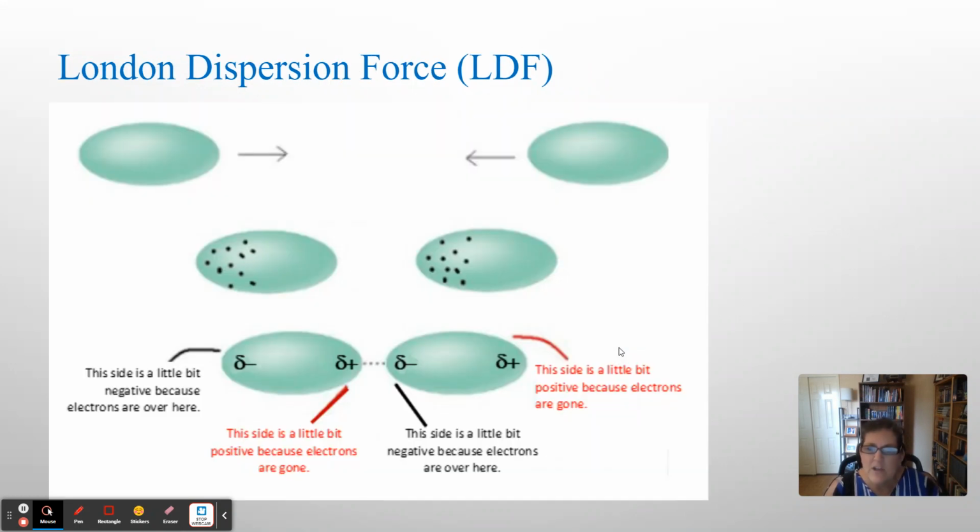Here's kind of a picture showing you what I mean. Here's the London dispersion force. We have two non-polar molecules, and they're coming towards each other in the gas state. Now, for a moment, the electrons, those are the black dots, are kind of shoved over to one side. So that side's a little bit negative with the delta minus. It's a little bit negative because the electrons are on that side. The other side of the molecule is a little bit plus because the electrons are gone.